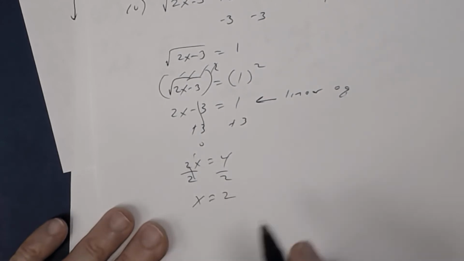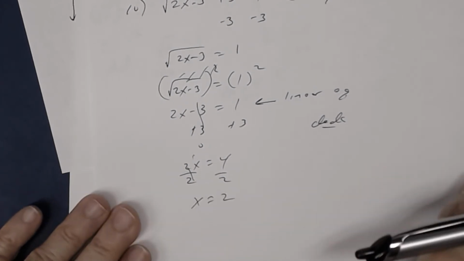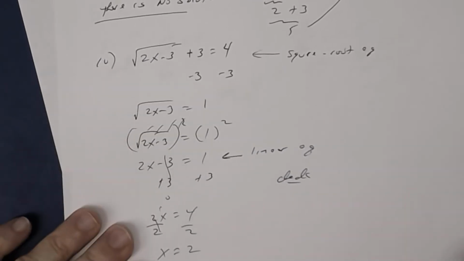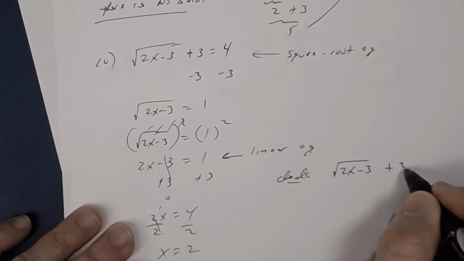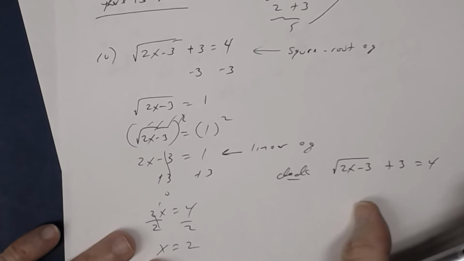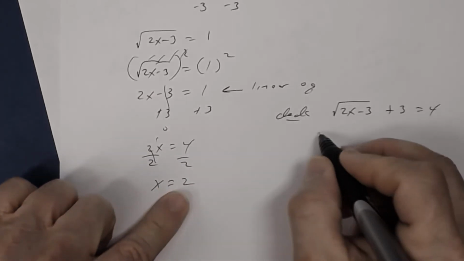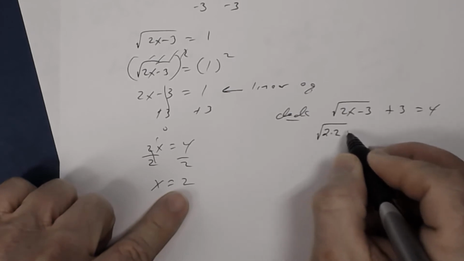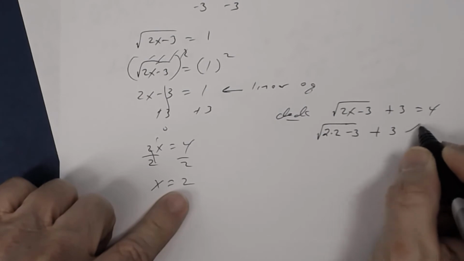You have to check. Let's check. How do you check? You go back to the original equation. The original. Okay? And wherever you see the variable x, you're going to substitute 2. So I get the square root of 2 times 2 minus 3 plus 3, and I want to see if that's going to equal this.